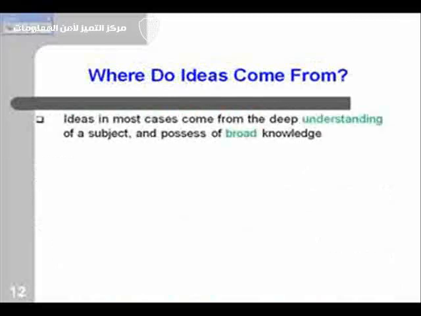Where do ideas come from? Ideas in most cases come from a deep understanding of a subject and possession of broad knowledge. You have to deeply understand a subject, for example biometrics or information security. You have to understand every aspect of it: how many courses I should do for it, what are the related things, what multidisciplinary knowledge do I require for it, and you should have broad knowledge of the whole field.